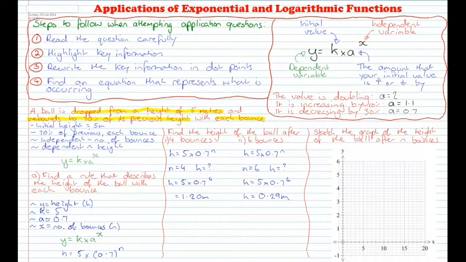Now finally it says sketch the graph of the height of the ball after n bounces. Well, we know that the initial height is going to be at 5 meters, so this is kind of like the height that it starts off at there. Alright, and we can write in our coordinates, as you can see, as being 0, 5, because it's an n coordinate of 0 and an h coordinate of 5.